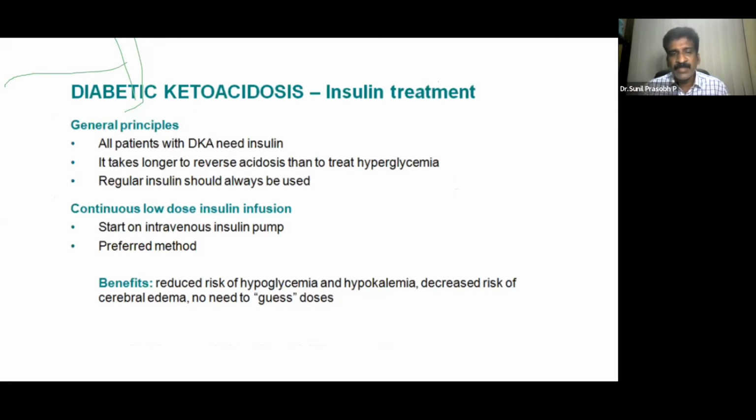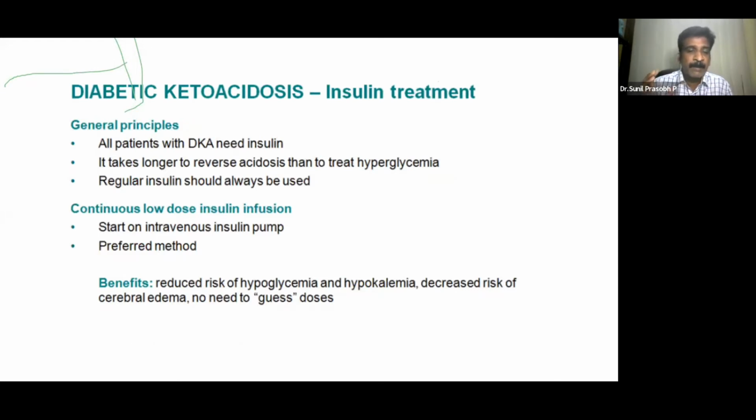All the DKA patients need insulin. It takes longer to reverse acidosis than to treat hyperglycemia. The regular insulin is the one that we should always use. Even the newer insulin analogs like Lispro and Aspart are now being said to be usable, but most often all of us use regular insulin. And always a continuous low-dose insulin infusion, as an intravenous insulin pump, is the one which is being used.